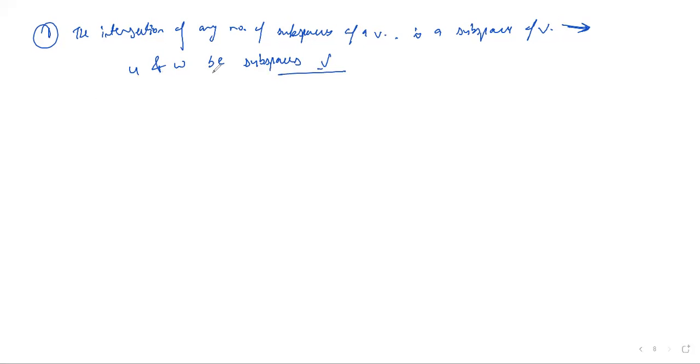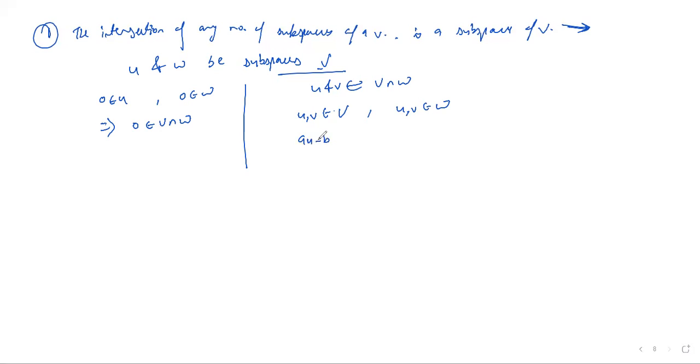Okay, so if they are the subspaces of V, then 0 belongs to U and 0 also belongs to W. Then 0 also belongs to their intersection, U intersection W. Now let's check the second condition. Let's say u and v belong to U intersection W. Then u and v belong to U, and u, v also belong to W. Then au plus bv belongs to U, and au plus bv also belongs to W. So au plus bv also belongs to their intersection, U intersection W.